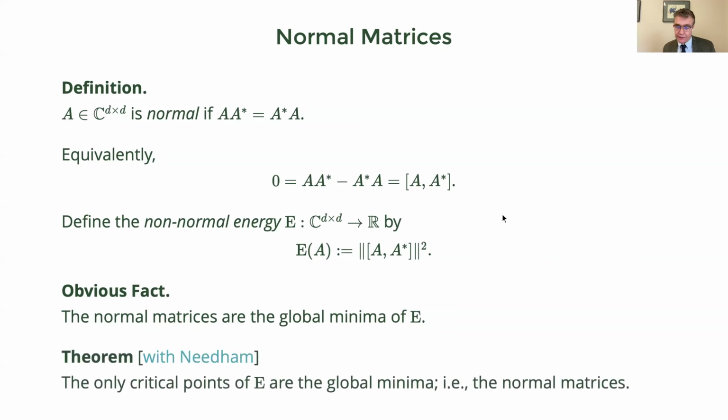And then a less obvious fact is that, in fact, those are the only critical points of this function. Well, that tells you that if you do gradient descent, you're guaranteed to eventually end up at a normal matrix because there's no other critical points you can possibly end up at. We believed this for geometric reasons, but in fact, you can prove this in a purely elementary way, just by multivariable calculus.